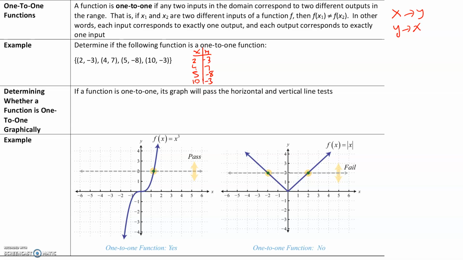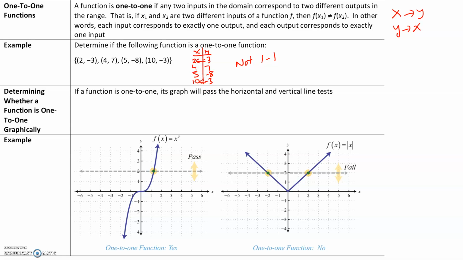So every x can only have one y. So let's see if it's a function. Each input has exactly one output. But the other way has to also be true, that every y can only be paired up with one x. But negative 3 is paired up with two different x values. Negative 3 is paired up with 2, and it's also paired up with 10. Therefore, this is not a one-to-one function, because negative 3 has two different x values.